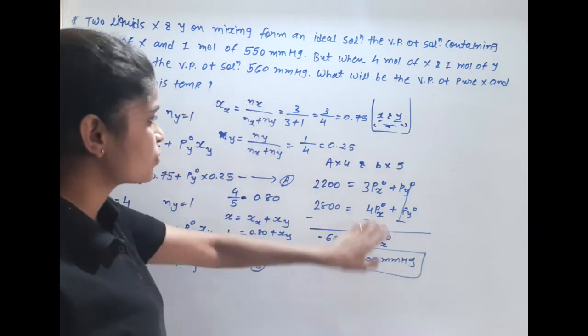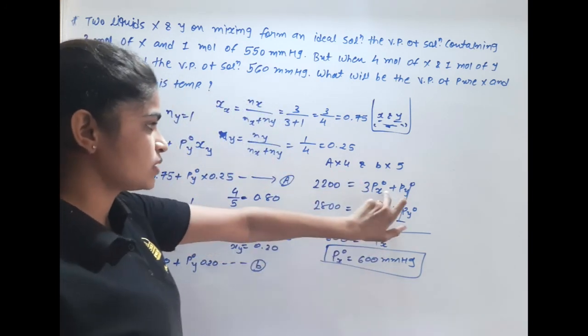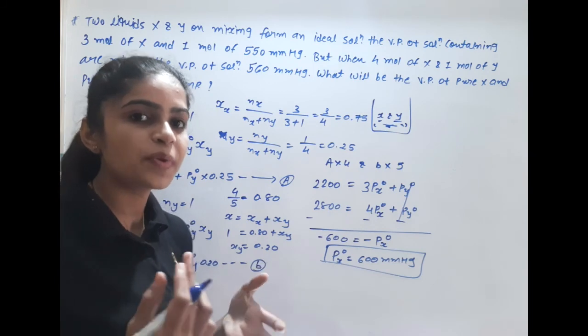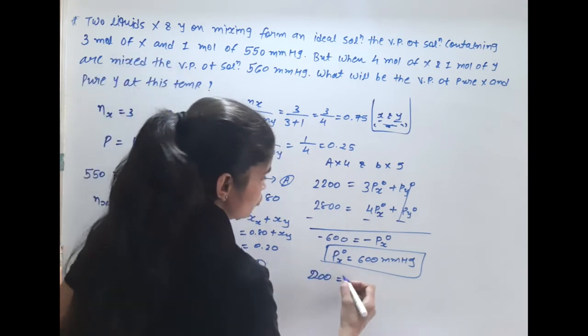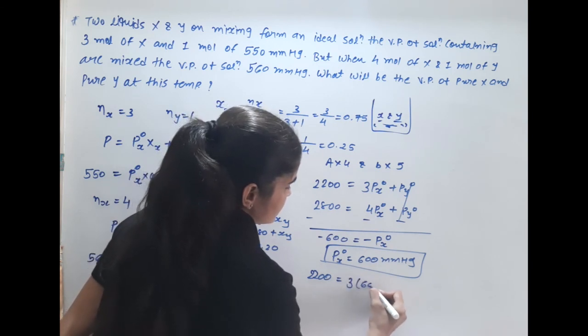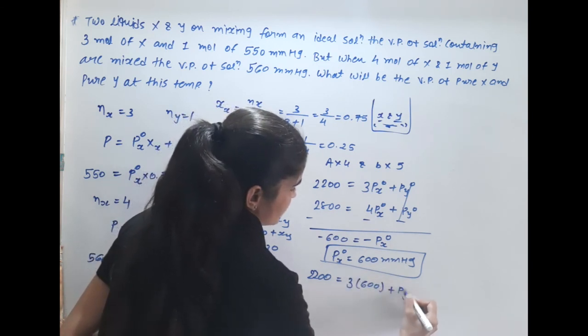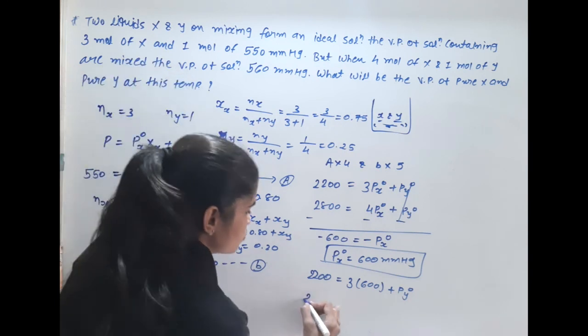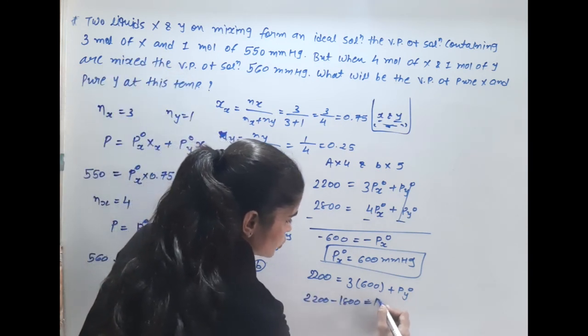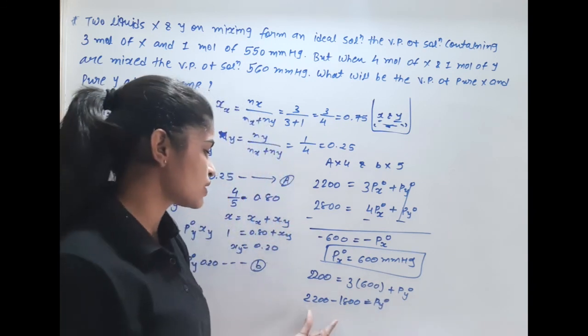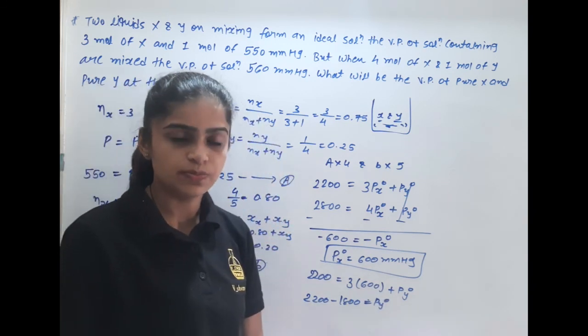Then put this value in this equation, so we find out P0Y. 2200 is equal to 3 times 600 plus P0Y. 2200 minus 1800 is equal to P0Y. So P0Y is equal to 400 mmHg.